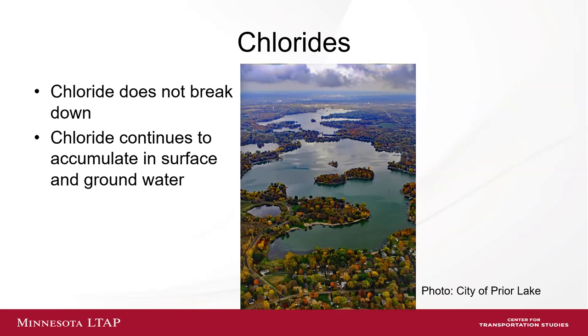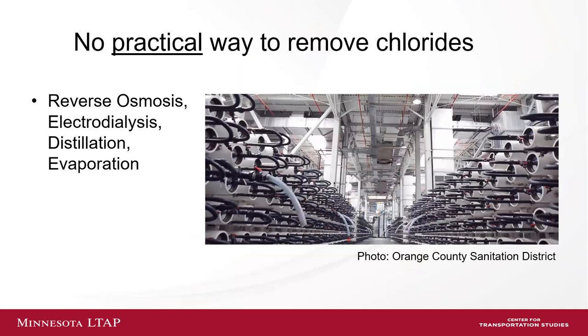So chloride can be removed from water. We can use reverse osmosis, which is what this plant here is in Orange County, California. There's other methods. There's electrodialysis, distillation, and evaporation. But there is no practical way to remove chlorides from our surface water and groundwater here in Minnesota. We just have too much of it.